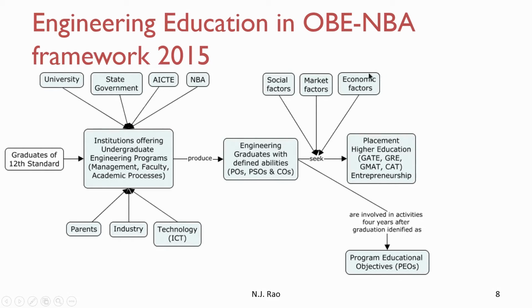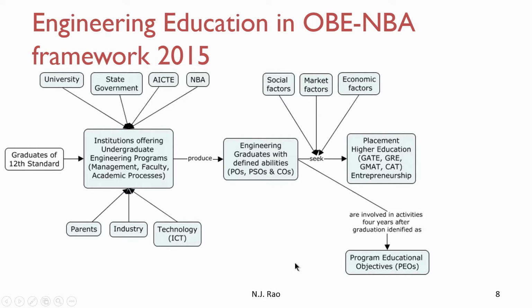The same factors influence, but you are also looking at whether the graduates are involved in activities 4 years after graduation identified by program educational objectives. That means each program will have to introspect and find out what kind of engineers we want them to be and go and serve the society. So they are stated in terms of PEOs. How do I find out whether you have attained these PEOs?